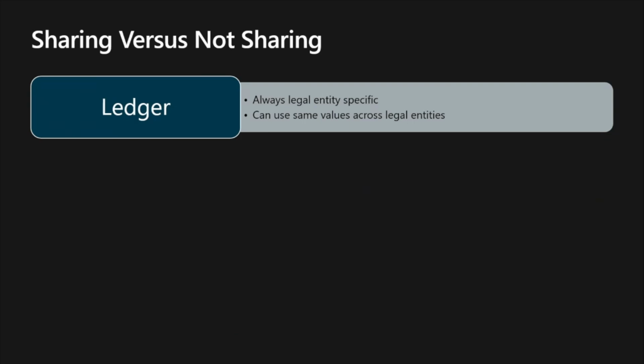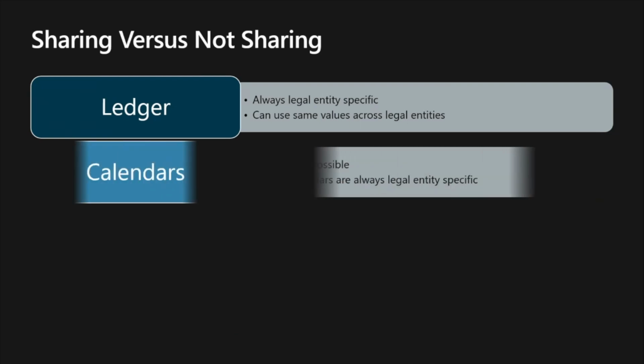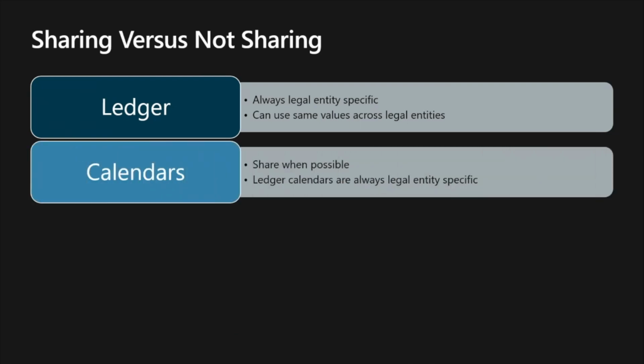If a change is required to the chart of accounts or currencies after transactions are posted, you will need to create a new legal entity and configure the ledger with the new settings. We recommend that you share the calendar across legal entities whenever possible. Remember that the ledger calendar is the legal entity specific version of the calendar that allows you to control the status of the calendar per legal entity and module, as Rachel just demonstrated.